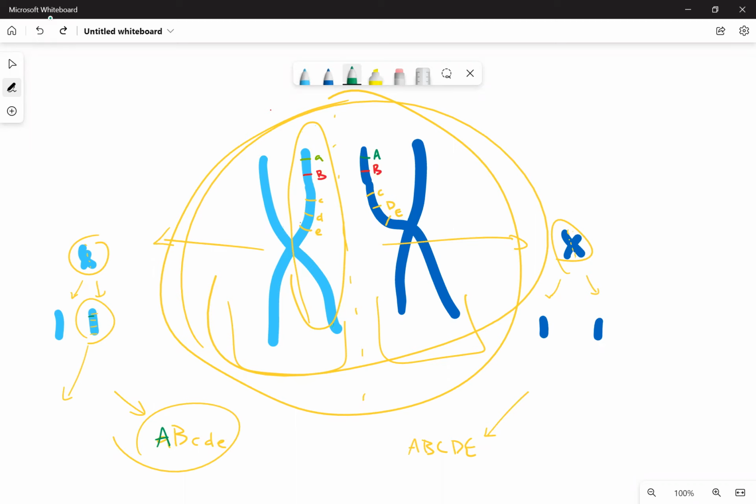If crossing over occurred, then the gamete that results would be like this with a capital A. So it is no longer like the original parent. It has recombined.